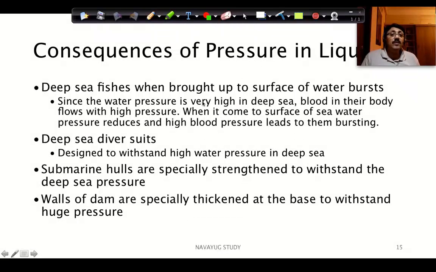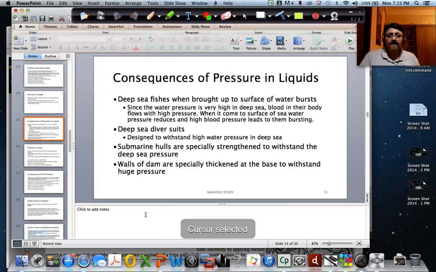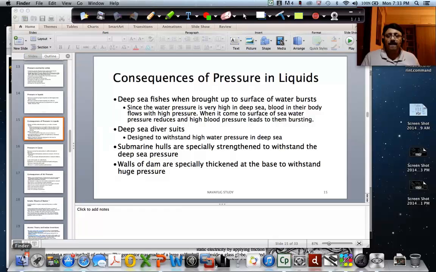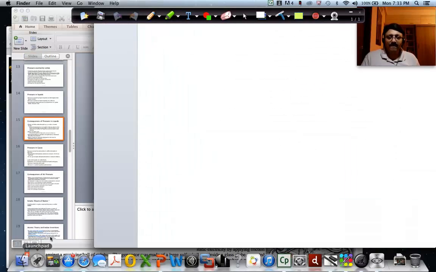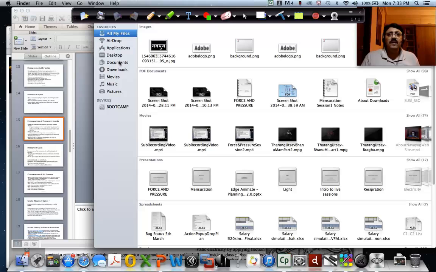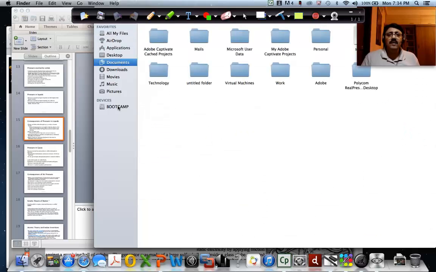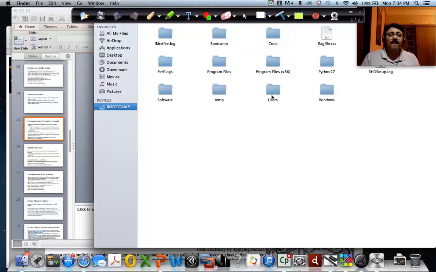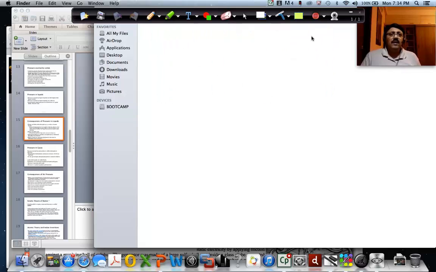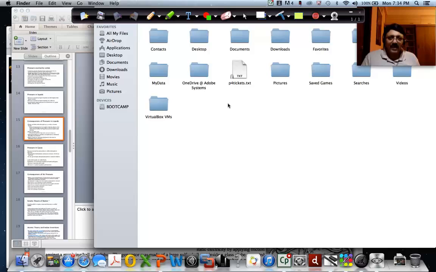Since the water pressure is very high in the deep sea, blood in their body flows with very high pressure. The fishes stay very deep inside the water where there's very high pressure, and their blood also has a very high pressure which can stand that. But after it comes up, their body will still have high pressure. Yeah. But the water pressure reduces. Yes, precisely. They'll burst.